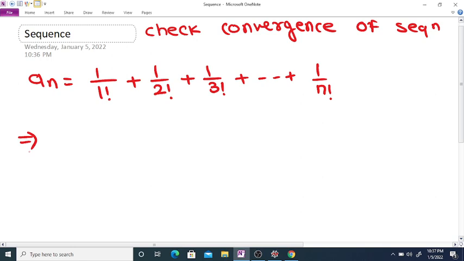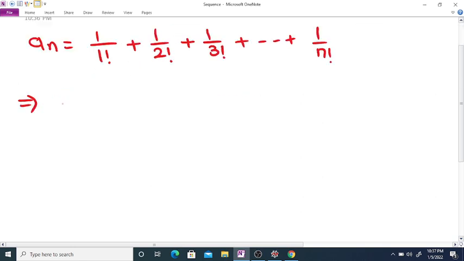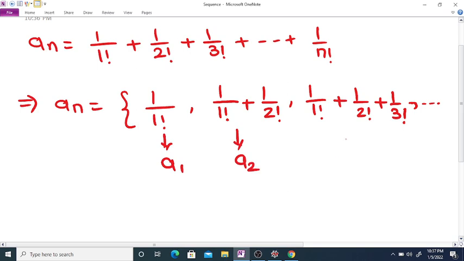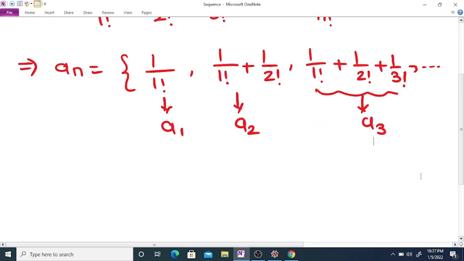So if you write the few terms of the given sequence an, then the first term of the sequence is 1 divided by 1 factorial, the second term is 1 divided by 1 factorial plus 1 divided by 2 factorial, the next term is 1 divided by 1 factorial plus 1 divided by 2 factorial plus 1 divided by 3 factorial, and so on. So this is the first term a1, this is the second term a2, and this is the third term a3.